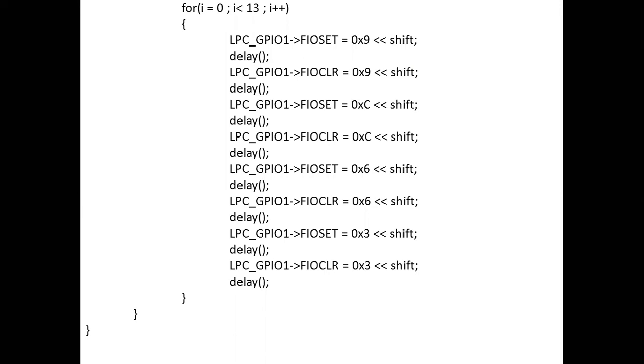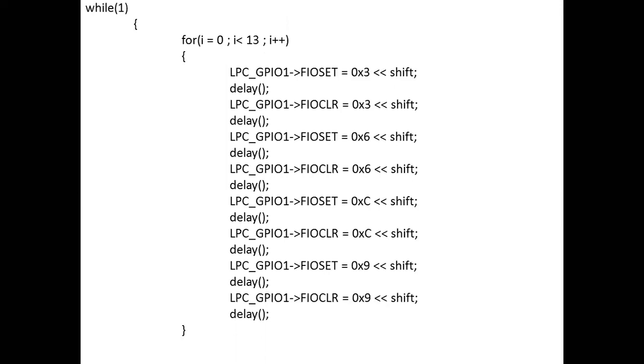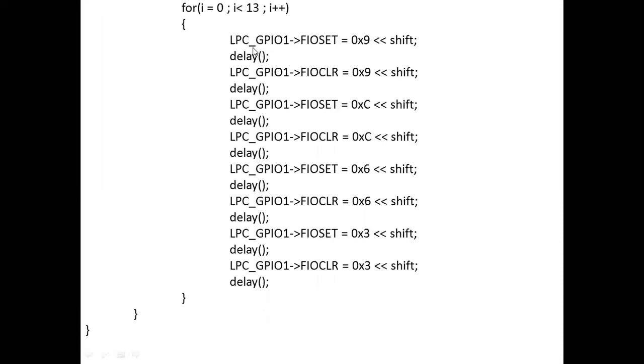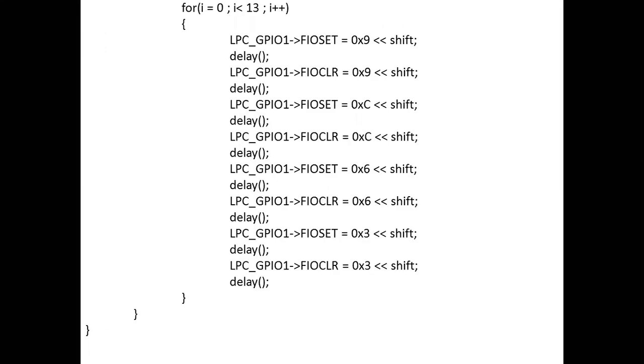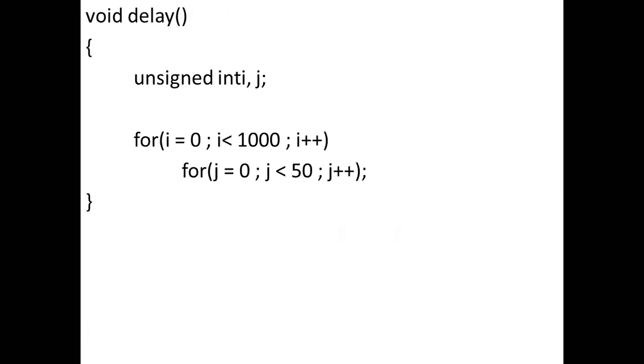If you want to perform that anti-clockwise, you need to load the value in reverse order, 9C63. So here what count value have you taken? The count value taken is 13. Clear with this? And again in between you have called the delay. That delay I am showing here. So this is your stepper motor program.